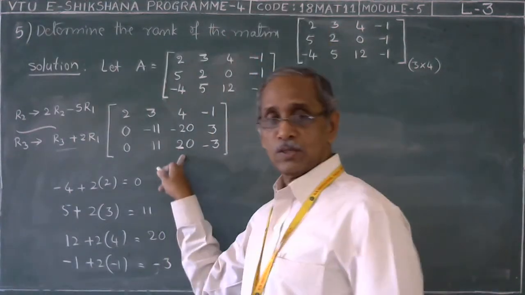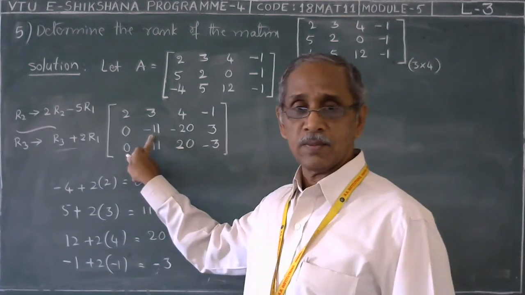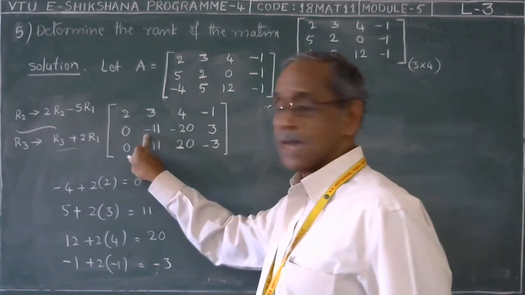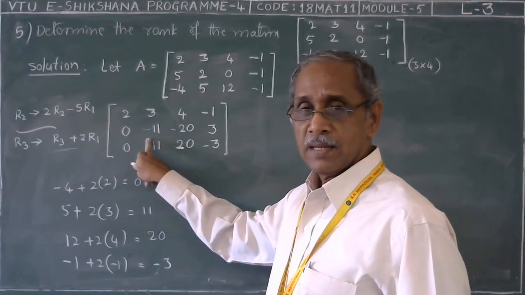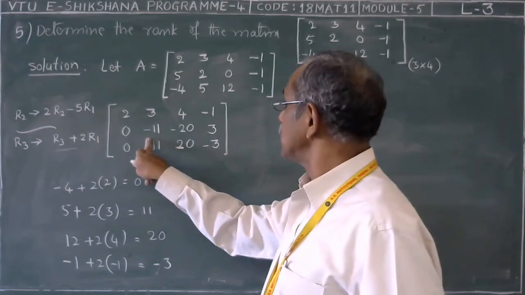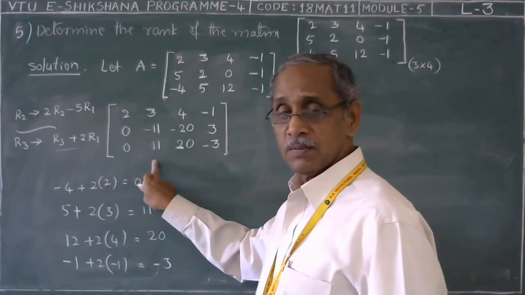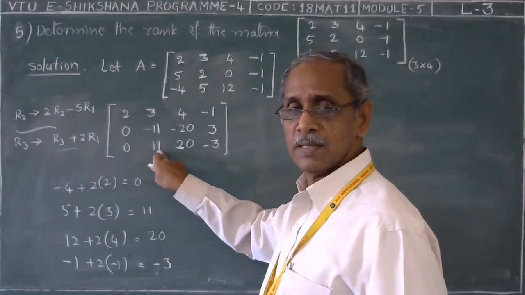Now, look at these two rows. Row 2 is perfectly aligned: the leading element in row 2 is to the right of the leading element in row 1. Now, below the leading entry in the second row, I have to make 0. So I have to make this 0. I will simply add these two elements.